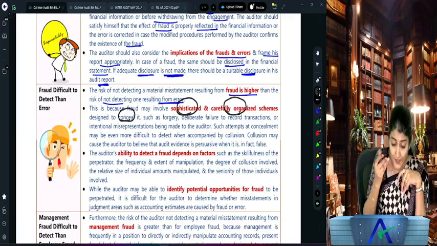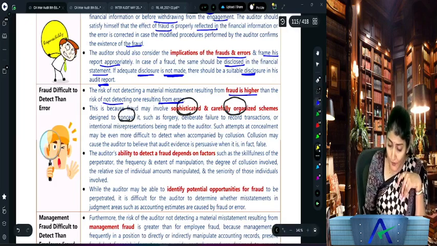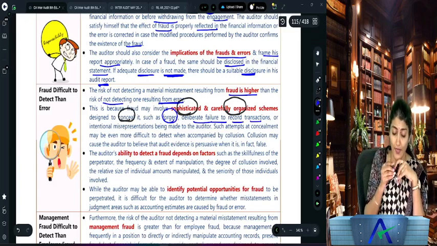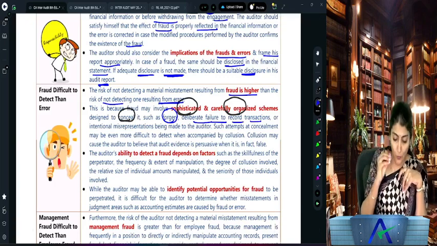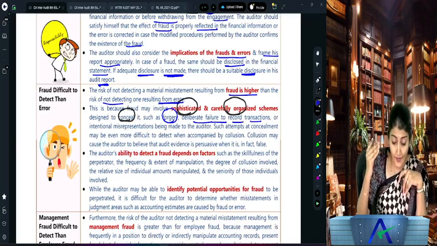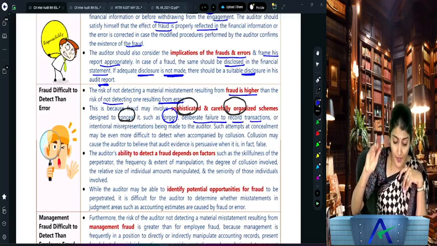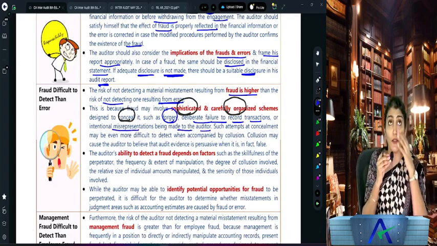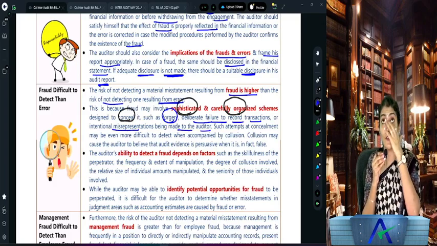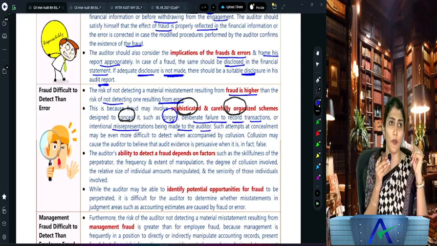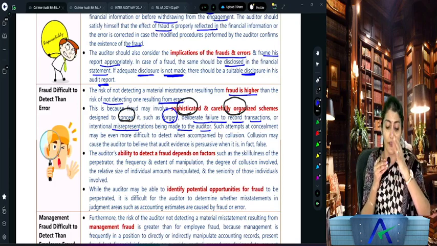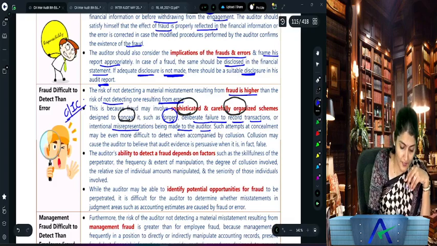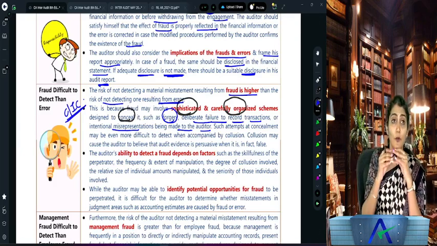And what are the schemes which they use? They do forgery, unauthorized changes. Deliberate failure to record transactions means omission. So one, forgery, unauthorized changes. Second, deliberate failure to record the transaction, or intentional misrepresentations being made to the auditor. Auditor is asking, are there any litigations going on against the company? They say, no, auditor, no litigations are going on. Right? So intentional misrepresentations being made to the auditor. This is a super favorite again for the correct-incorrect question. Right? Fraud is more difficult to detect than an error.